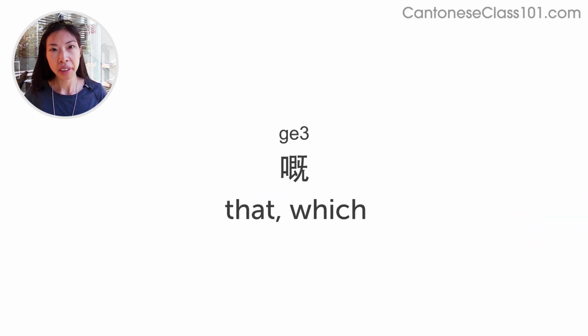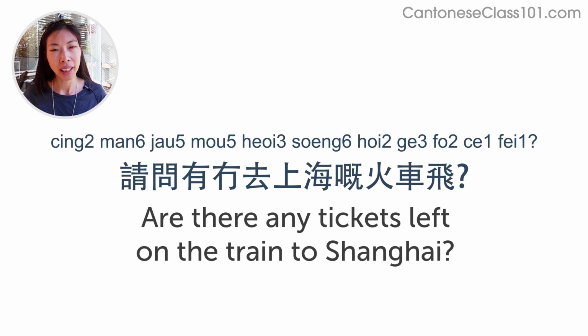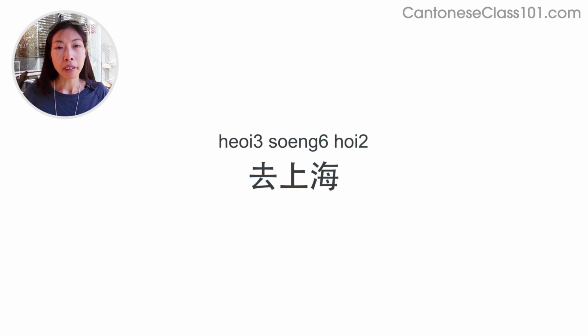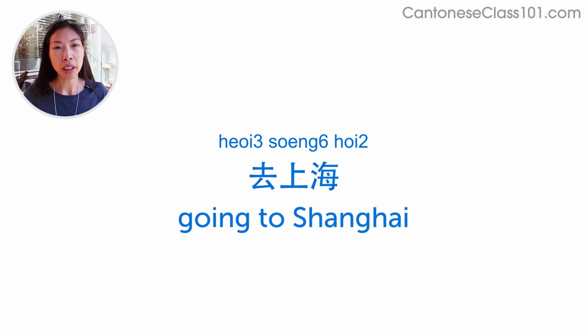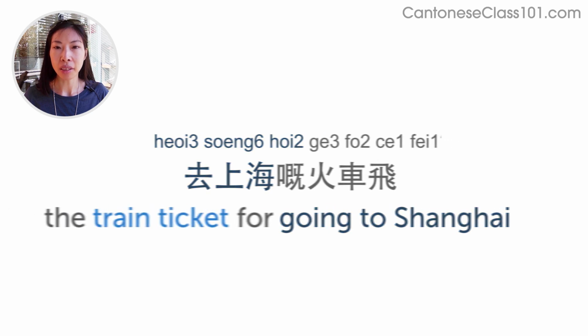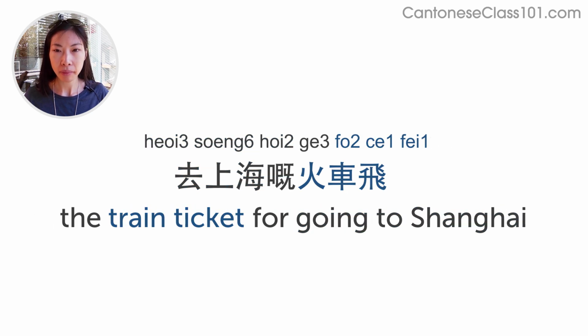There are also other usages. Ge in some cases acts like the relative pronoun that or which. For example, 請問有冇去上海嘅火車飛? Are there any tickets left on the train to Shanghai? The phrase 去上海, going to Shanghai, is to modify the noun train ticket, 火車飛. So, 去上海嘅火車飛, the train tickets for going to Shanghai.